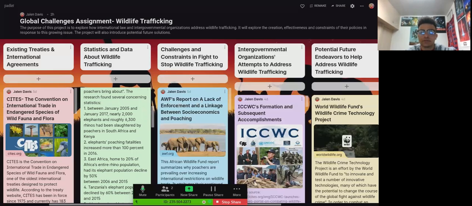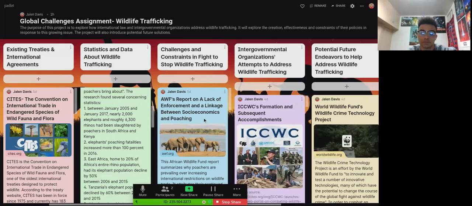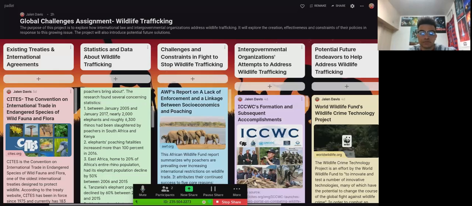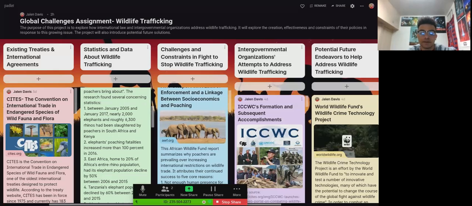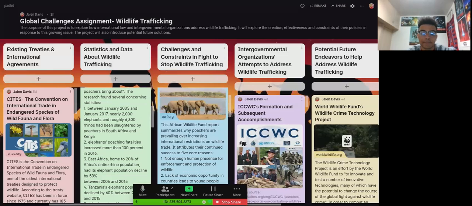The first thing I included was the African Wildlife Fund's report on the lack of enforcement and linkage between socioeconomics and poaching. Essentially, this report talks about how many domestic law enforcement agencies lack the manpower to address poaching at its fullest, and also because of poor socioeconomics in many countries, the children are turning to poaching syndicates at a very young age because there are no other economic opportunities, so they feel like they have to.